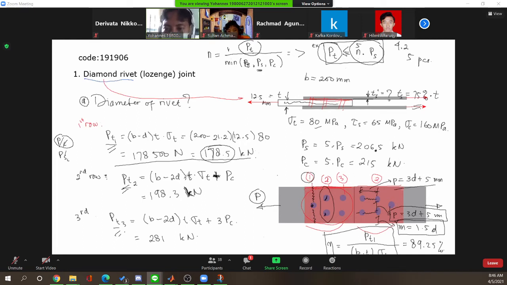Okay, like this. So we have to consider also this distance from the edge and the distance between the rivets in order to avoid tearing failure of the plate. Okay. So this is the first example in designing the diamond rivet joint.